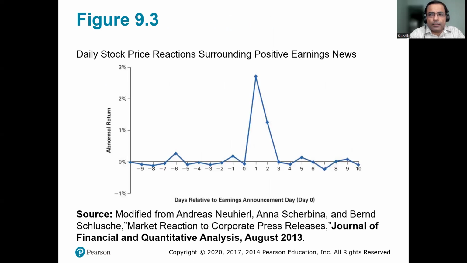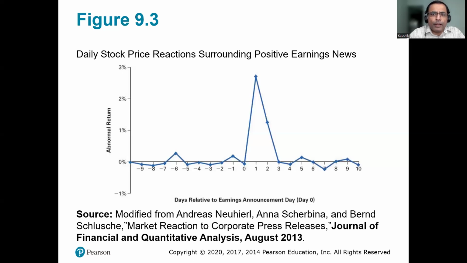So this plot is a proof of semi-strong form of efficiency. So what we notice is there is a positive announcement about a company that happens on day zero. So there is some abnormal return possible a day or two after the announcement. Whereas if we look at days before the announcement as well as several days after the announcement, on average, there is no abnormal return possible.